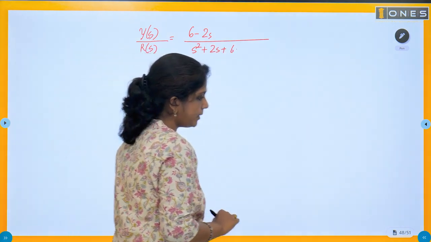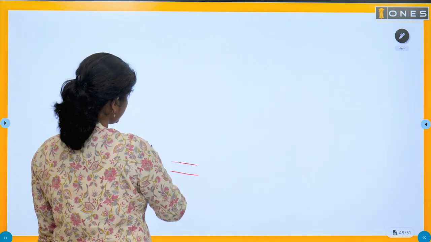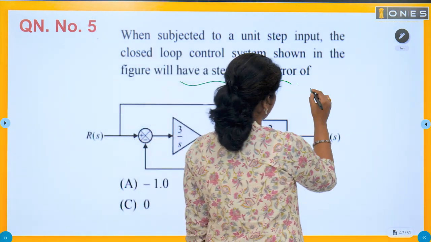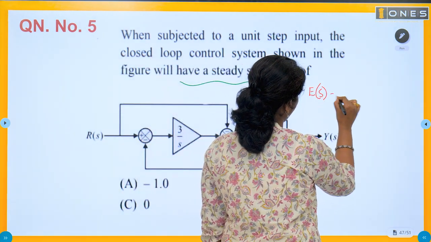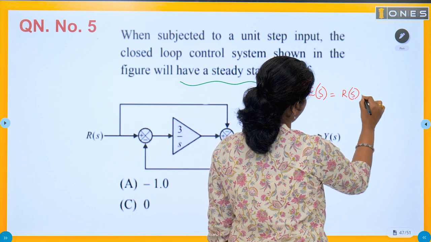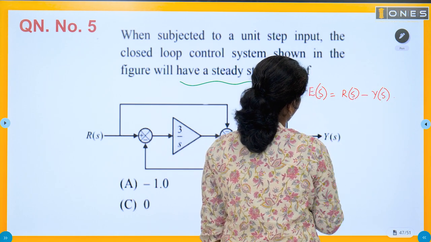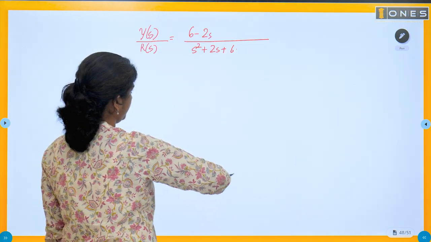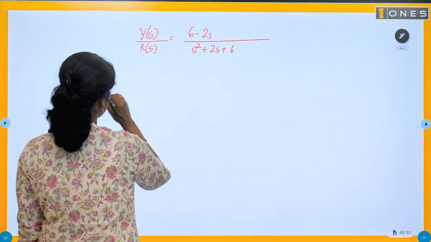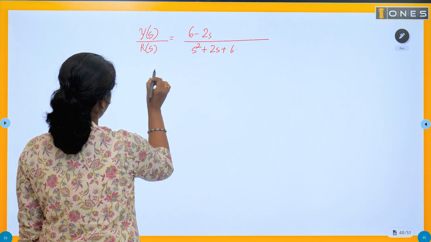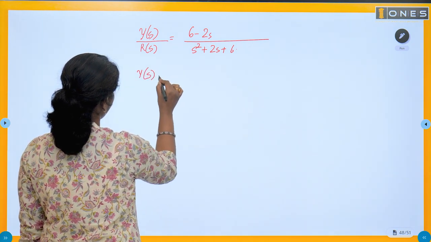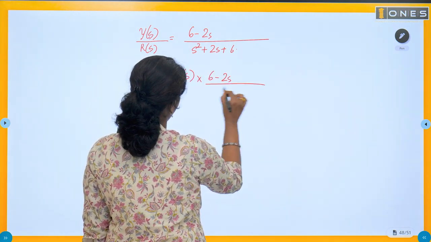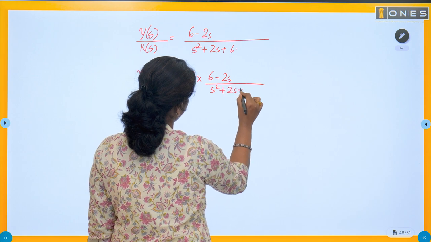What have we been asked? We have been asked for the steady state error. So what is error? E of s is nothing but R of s minus Y of s. So let us first find the error in the s domain. Y of s is equal to R of s into 6 minus 2s divided by s square plus 2s plus 6.